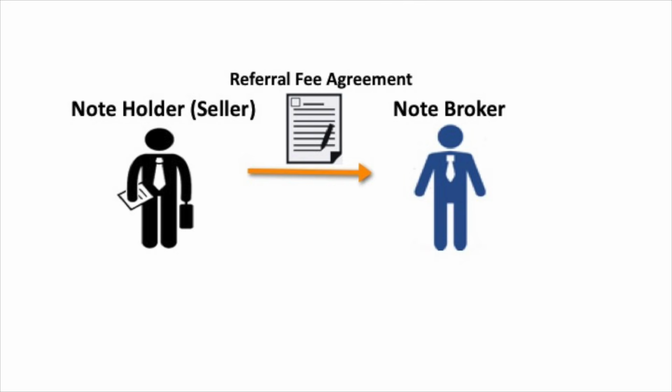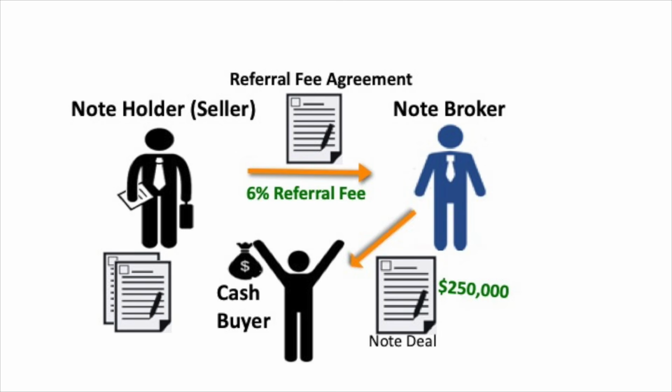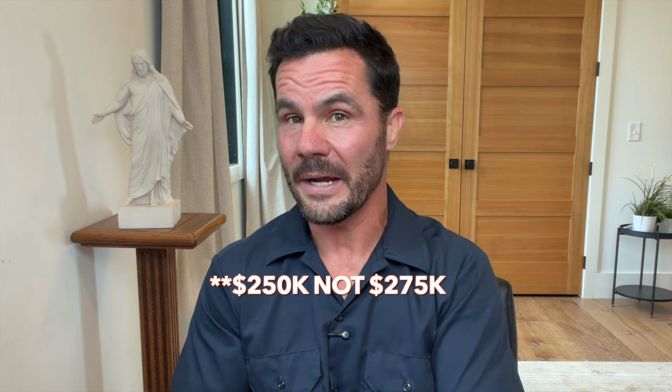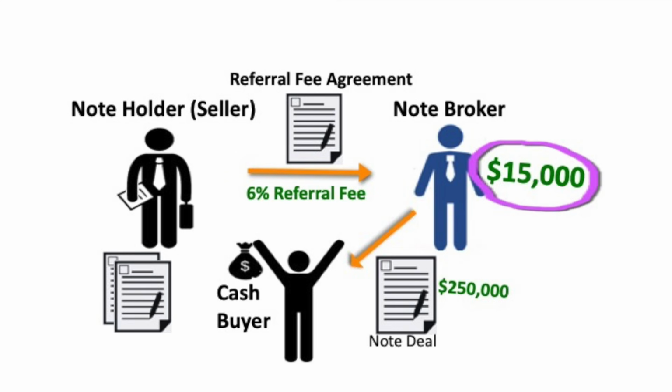Rather than following traditional wholesaling where you execute a contract to buy and then hope to find a note buyer during a small window of time, instead you get the note holder to agree in writing to pay a bird dog or referral fee if and when you bring a note buyer with an acceptable offer. Typical finder fees are 5 to 6% of the contract price. So for example, let's say a note holder agrees to pay you a 6% referral fee and you find an interested note buyer and the agreed upon price between the note holder and the note buyer is, let's say, $275,000. In that example, you would get paid $15,000 from the note holder for putting the deal together.